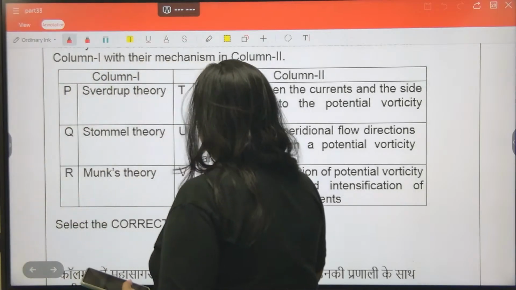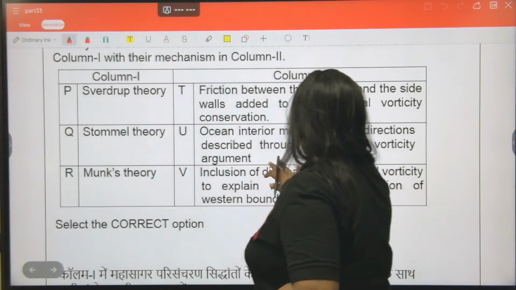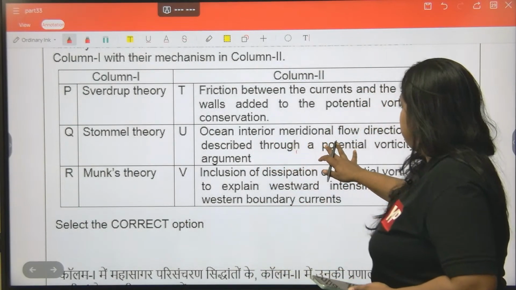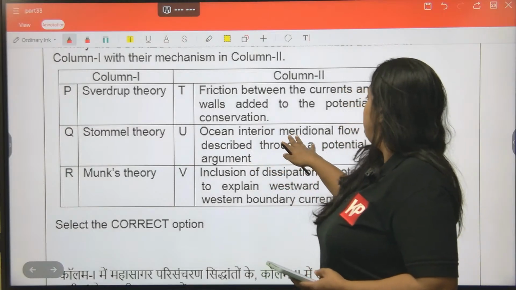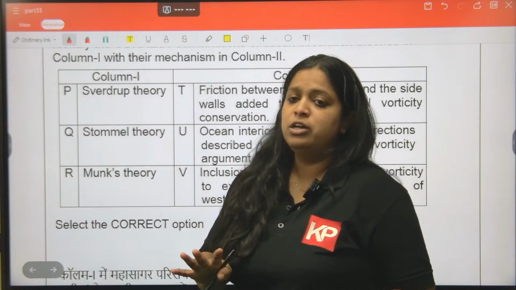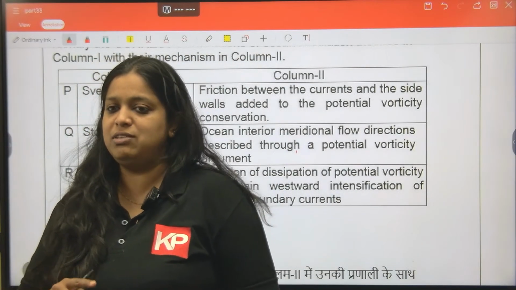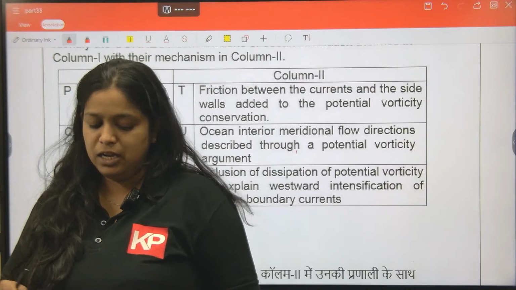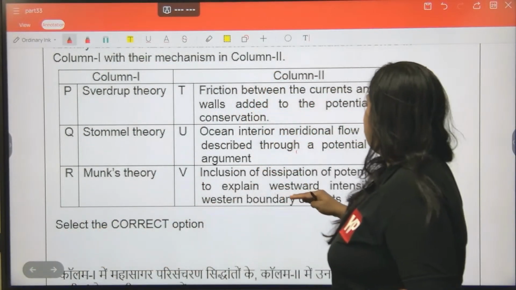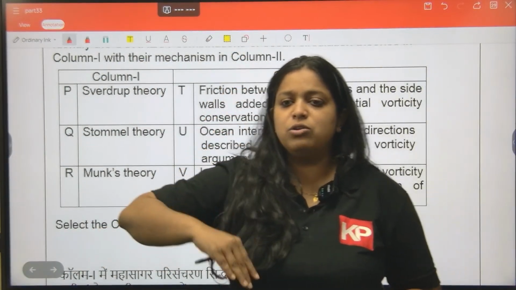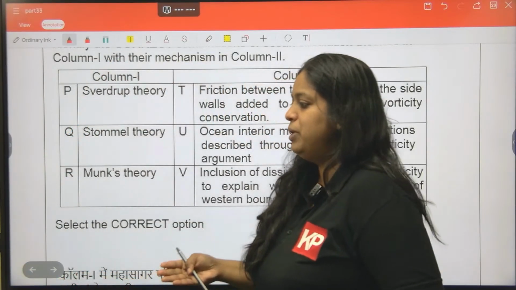This is actually kind of easy. Sverdrup theory is about the ocean interior meridional flow directions described through a potential vorticity argument. There are 2 types of flow: zonal flow and meridional flow. Zonal flow means east-west direction, flow happening parallel to the latitudes. That kind of flow is called zonal flow. Meridional flow means flow takes place in the north-south direction. That is what is called meridional flow.